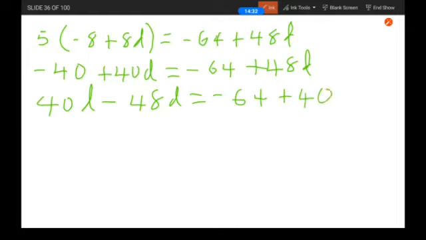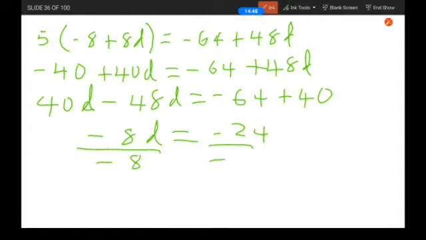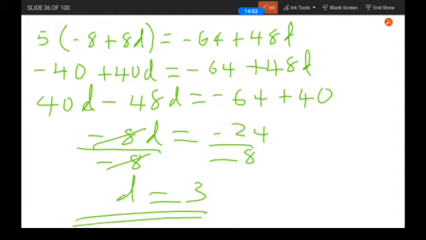Is that okay? We're going to be getting what here? 40D minus 48D will give us minus 8D. Minus 64 plus 40 will give us minus 24. Divide by minus 8. So D becomes what? 3. And that is the common difference.